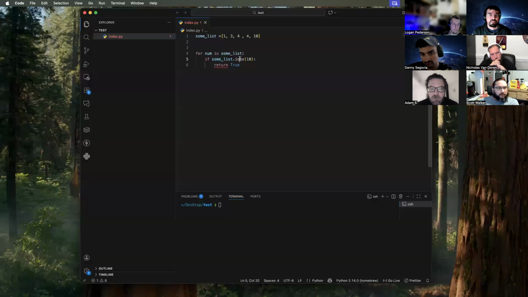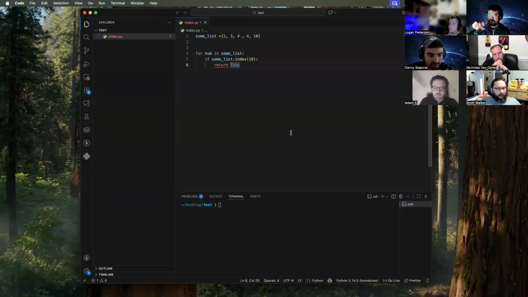I misspelled index. It's constant. No, O(n) squared. Yeah, why, Scott? Because you're still in a nested loop. You're doing the for num in some list, and you're also pulling the index for what the item number 10.